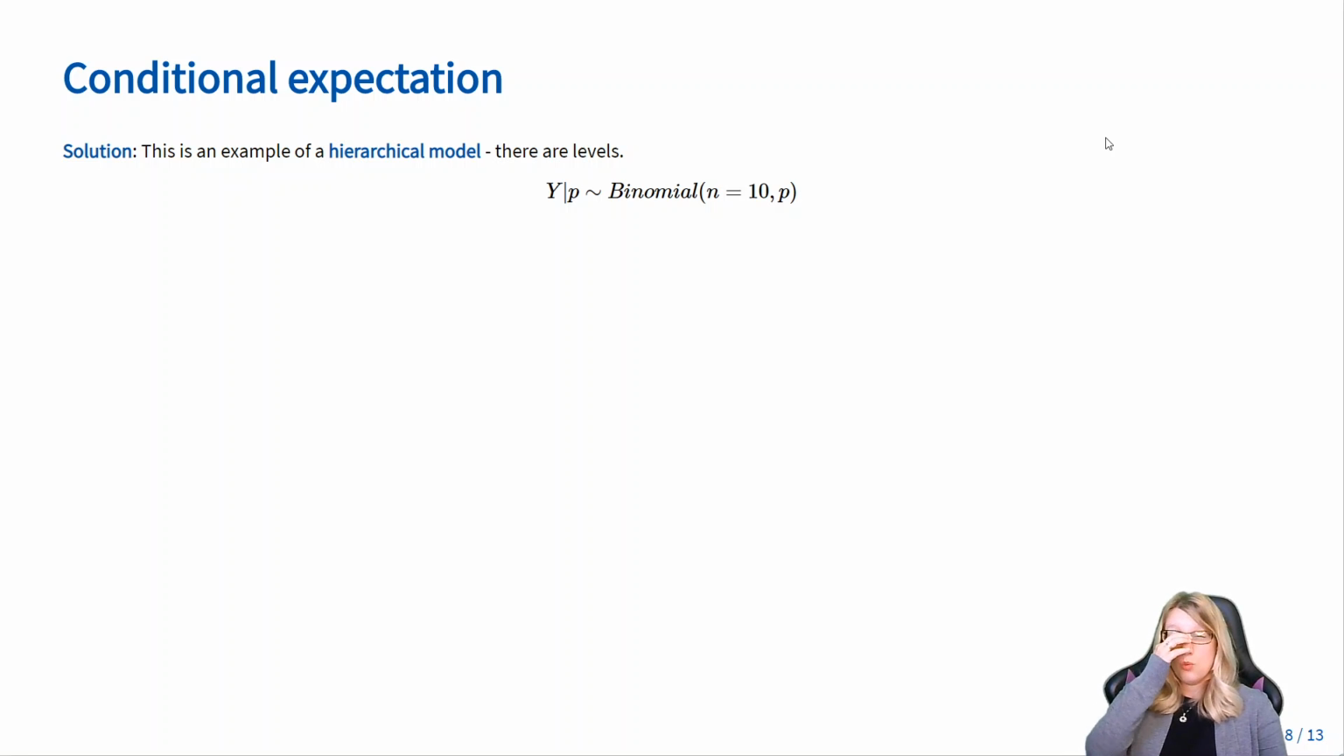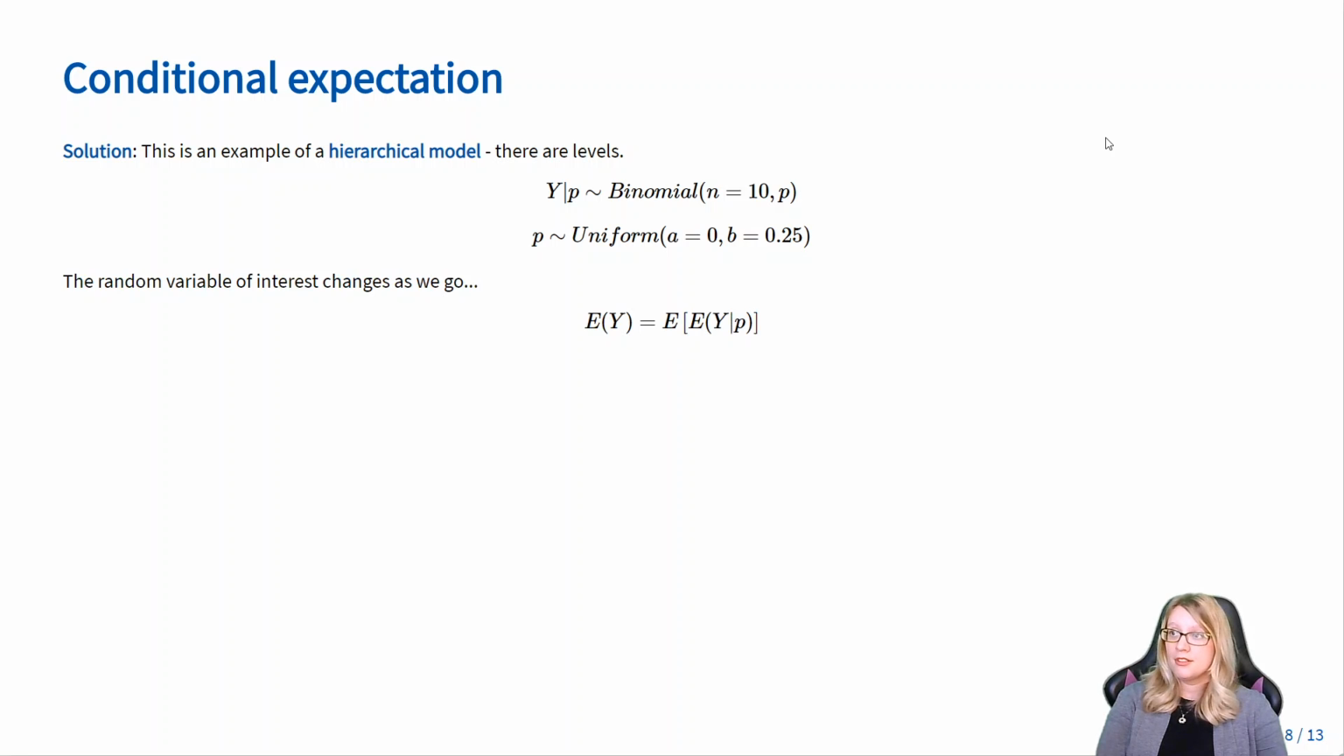This depends on P. Y given P, or Y conditional on P, is binomial with n equals 10 and P being an unknown parameter. P itself has its own probability distribution. P follows a uniform distribution from 0 to 0.25.